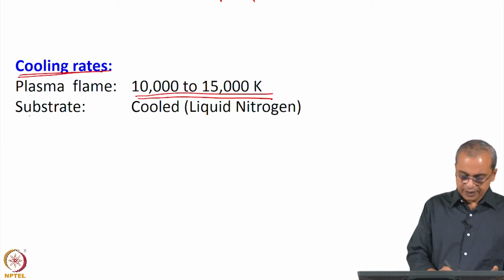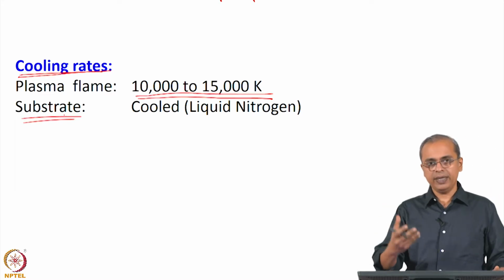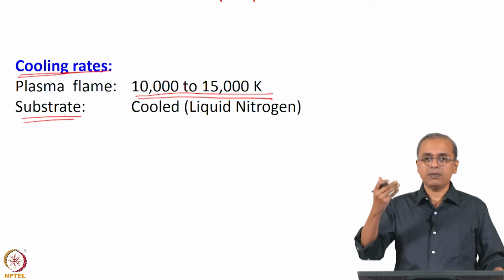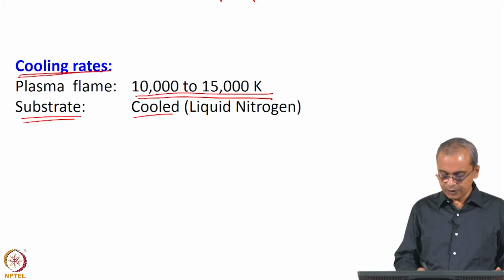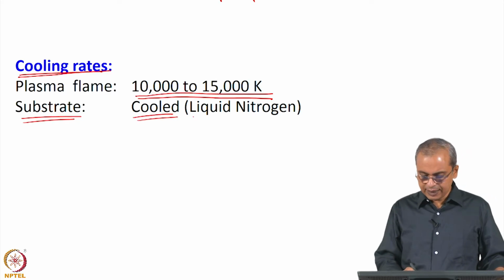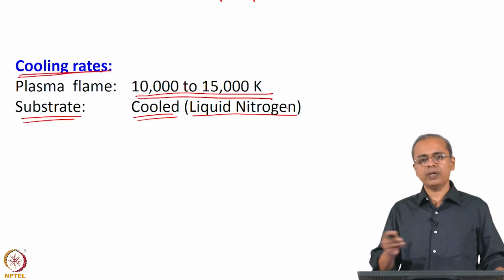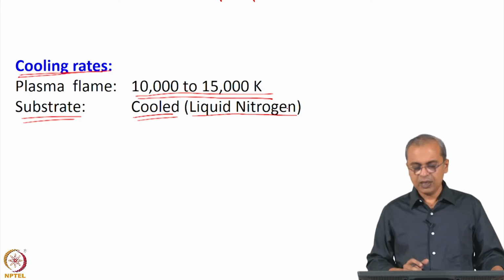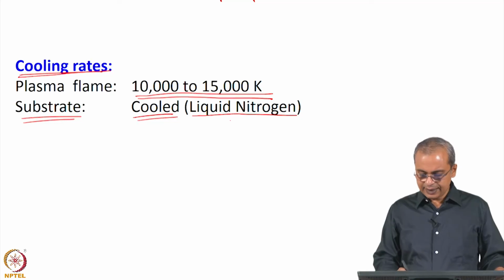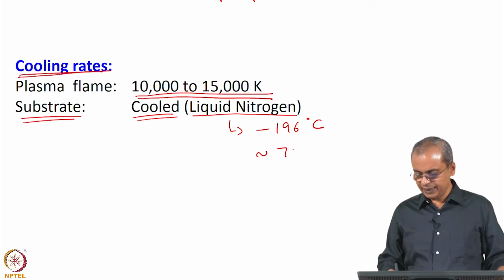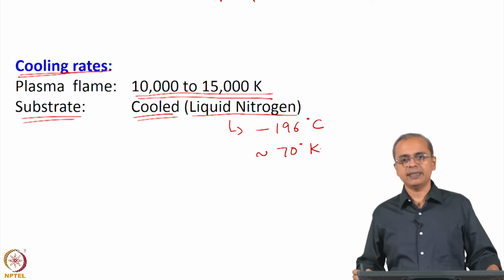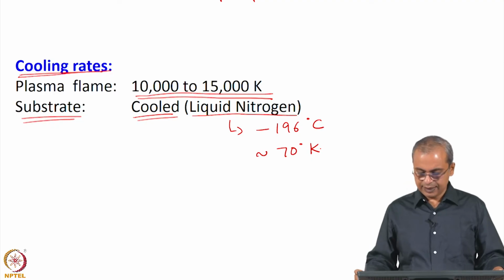Then the substrate on which the sample is growing can also heat up, because you are heating it with something at very high temperature. So, invariably that substrate is cooled. You need to cool the substrate. To do that, people typically use liquid nitrogen, slowly flowing, very small amounts, to keep the substrate cooled. Liquid nitrogen is about minus 196 degrees centigrade, or roughly 70 Kelvin.